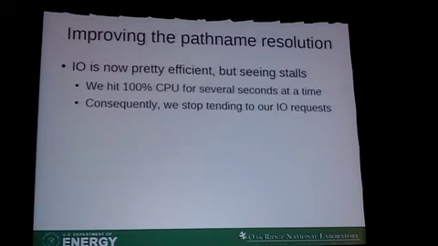I'm pretty happy. So, like I said, IO is pretty efficient now, but I'm still seeing stalls in this. There's improvement available. I hit 100% CPU for a few seconds at a time in the pathname lookup. And so we stopped sending requests. All of the requests came in, and I'm not putting any new ones in because I'm stuck in a loop somewhere. So I kind of get behind. This is where having a larger cache really helps, because you can kind of smooth that out a bit.